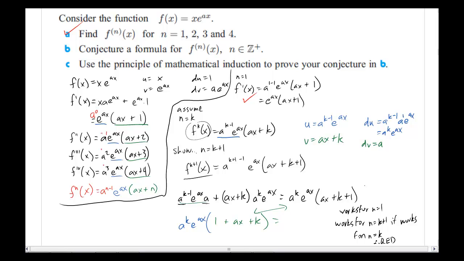Now this is just because if it works for n equals 1, that's k, therefore it works for k plus 1, which is 2. But if it works for 2, then it works for 3, because 2 plus 1 is 3. And if it works for n equals 3, then it's got to work for 3 plus 1, so it works for 4. And so therefore it goes on and on forever. And therefore, by mathematical induction, we have proved that our conjecture is true. That's all, folks.